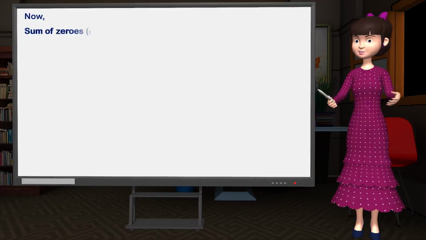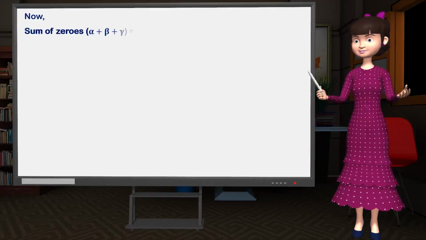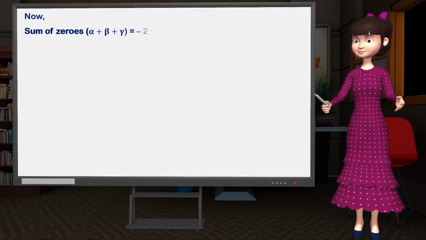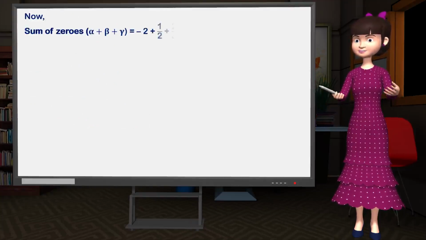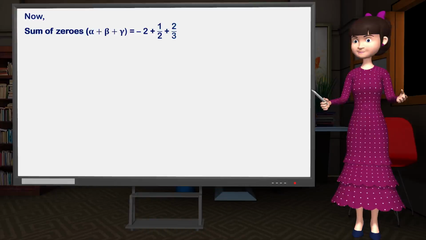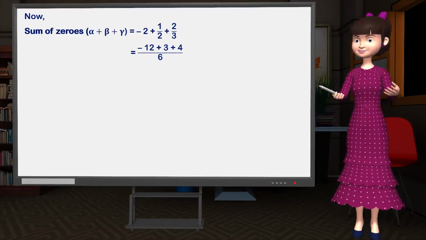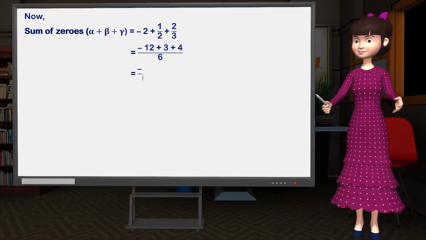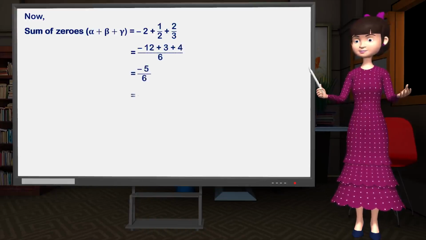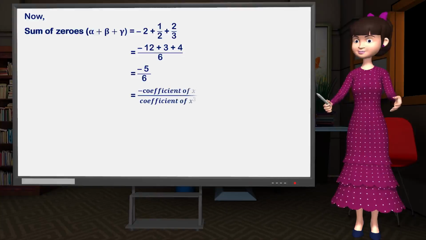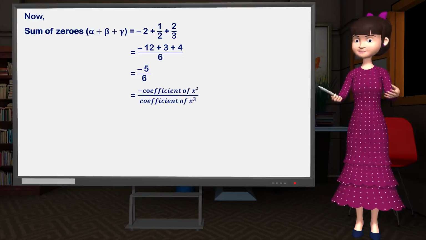Now, sum of zeros, that is alpha plus beta plus gamma is equal to minus 2 plus 1 by 2 plus 2 by 3. We get minus 12 plus 3 plus 4 by 6 is equal to minus 5 by 6, which is equal to minus coefficient of x square by coefficient of x cube is equal to minus b by a.